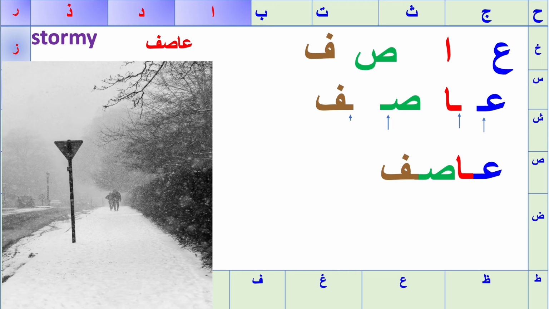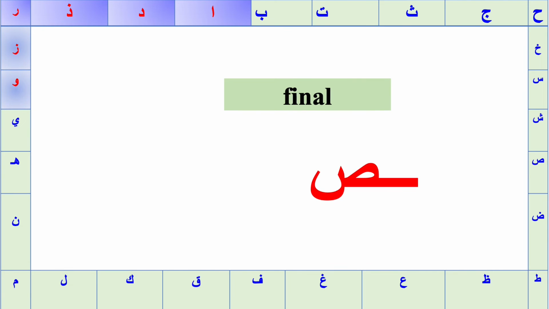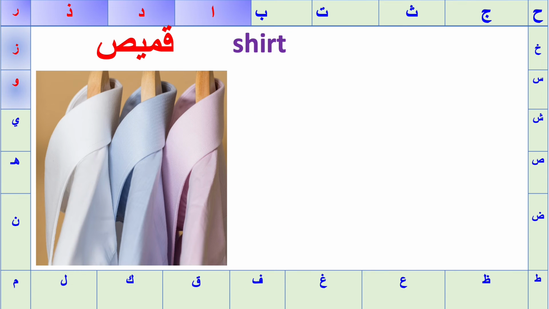Now we will look at the shape of this letter in the final position. We can distinguish two shapes, this one and the other one. Saad. Let's have some examples. We have the word qamis, which is a shirt in English. The component letters are qaf, mim, ya, sad.